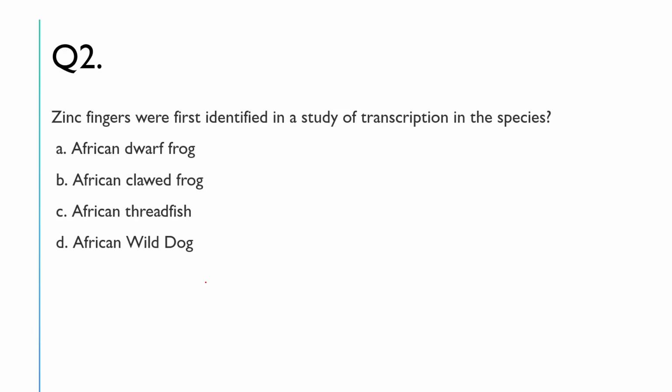So this is our next question: zinc fingers were first identified in a study of transcription in which species: African dwarf dog, clawed frog, threadfish, or wild dog? Which one is it? See, till now we have talked about how gene coordinating domains belong to DNA binding proteins. So we are moving little by little through our slides: what is a zinc finger, what is its domain, and how it can be helpful in genetic engineering. Okay, I will talk about everything, so don't worry. Just try to answer this question, then we will discuss. Others also, please try to answer.